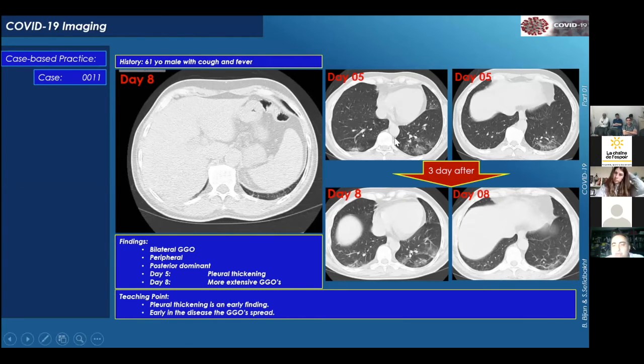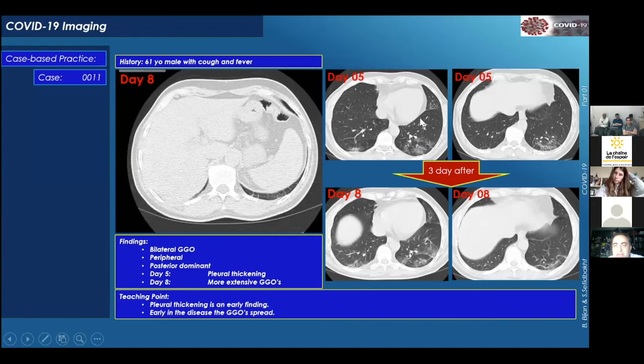Another teaching point for this is even in the early phase of a disease, we can see GGO. Towards the end of a disease, also you can see GGO. So this GGO increase in the background of the lung is not necessarily a bad thing. This is a normal progress of a disease.